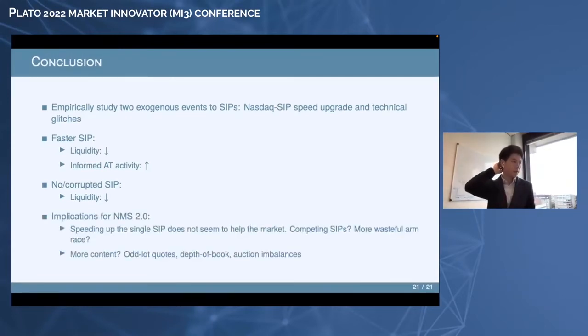Last, I want to mention a little bit about what we can learn from the study on the current SIP, and the implications for National Market System 2.0. Apparently, just speeding up the single SIP does not seem to help the market, if you believe the story that market liquidity drops. In terms of latency improvement, the competing SIPs proposed by the SEC are a further step to reduce latency. Before, the upgrade was only about the processing latency; the geographic latency still persists. And now they try to have more SIPs, maybe one.